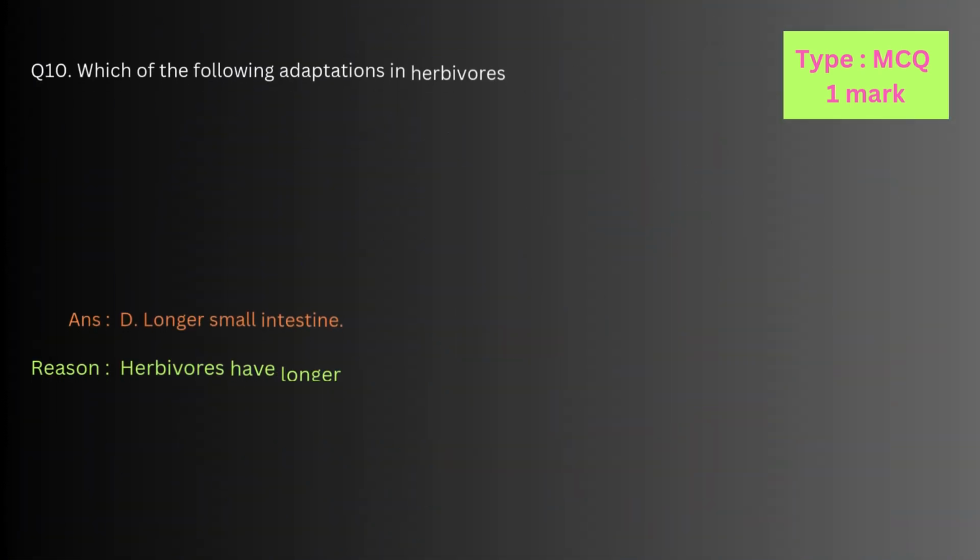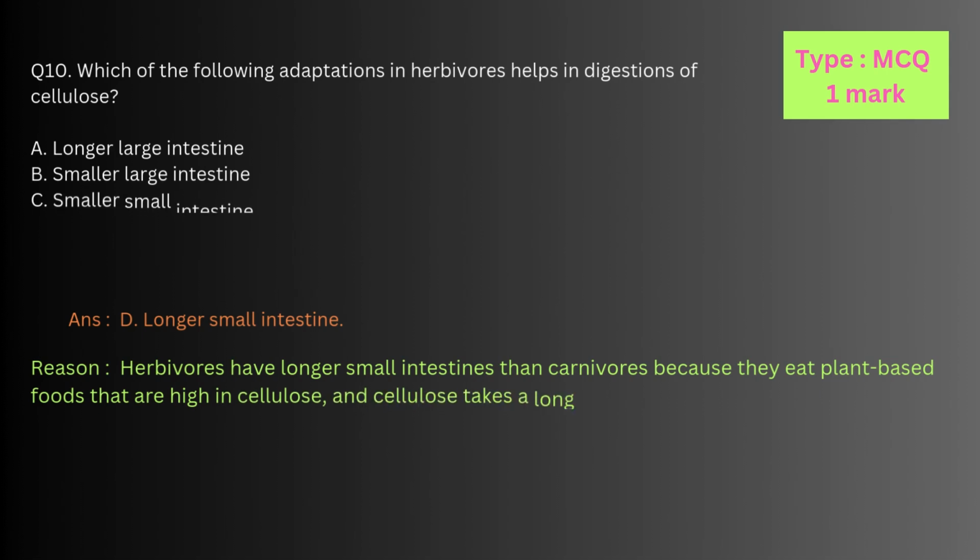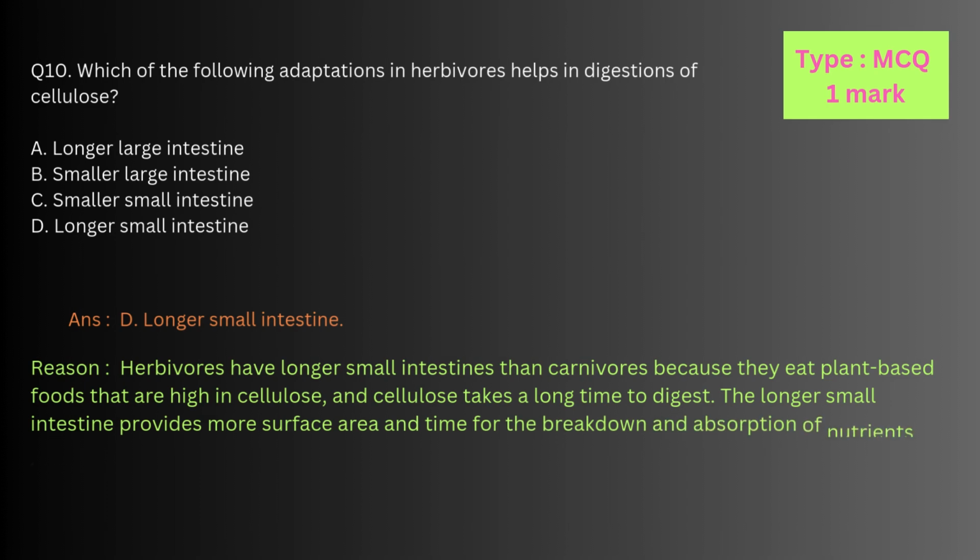Question 10. Which of the following adaptations in herbivores helps in digestion of cellulose? A, longer large intestine, B, smaller large intestine, C, smaller small intestine, and D, longer small intestine. Answer is D, longer small intestine. And to understand this, in herbivores, the longer small intestine aids in the digestion of cellulose from plant material. The small intestine is where most of the enzymatic digestion and nutrient absorption occurs. Herbivores have evolved a longer small intestine to maximize the time for breakdown of the complex plant material and absorbing the resulting nutrients.